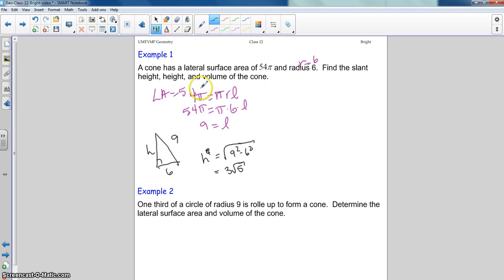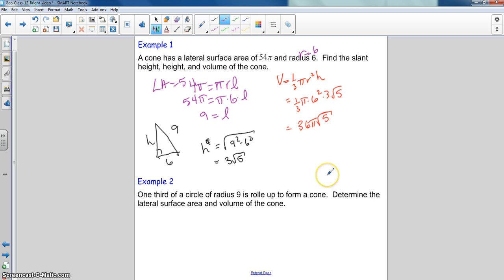And then lastly, I got the slant height, I got the height, now I need the volume. So volume is 1/3 pi r squared h, and so this is going to be 1/3 pi times the radius, 6 squared, times the height, which we said was 3 square root 5. Okay, and when all is said and done, I get 36 pi square root 5 for the volume of the cone.